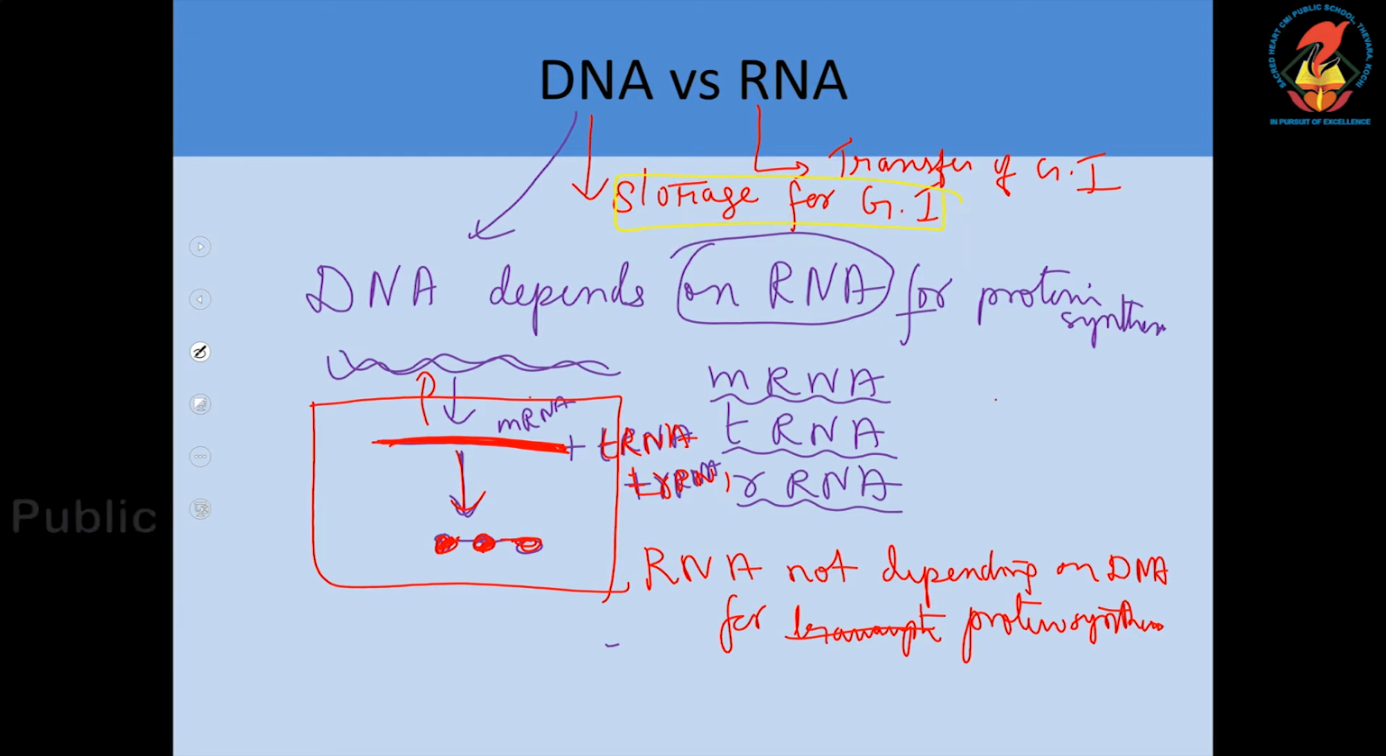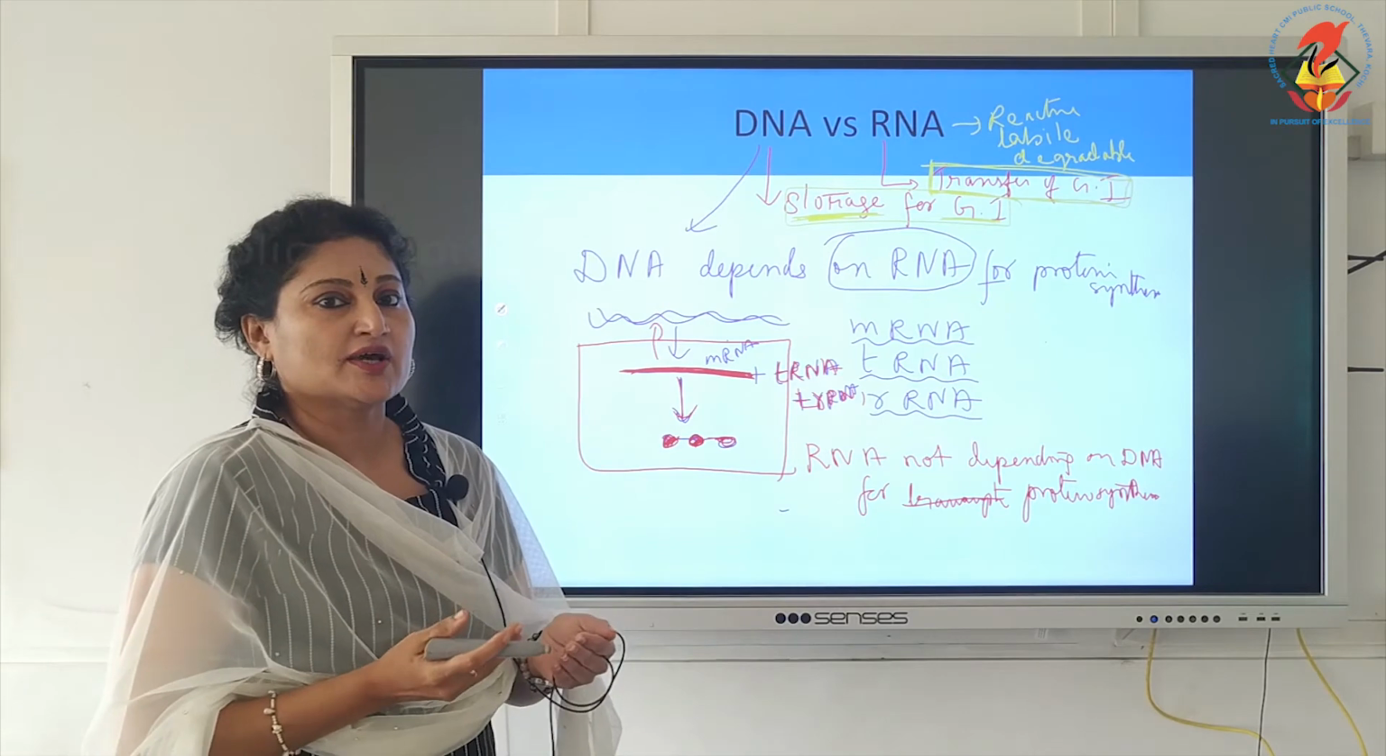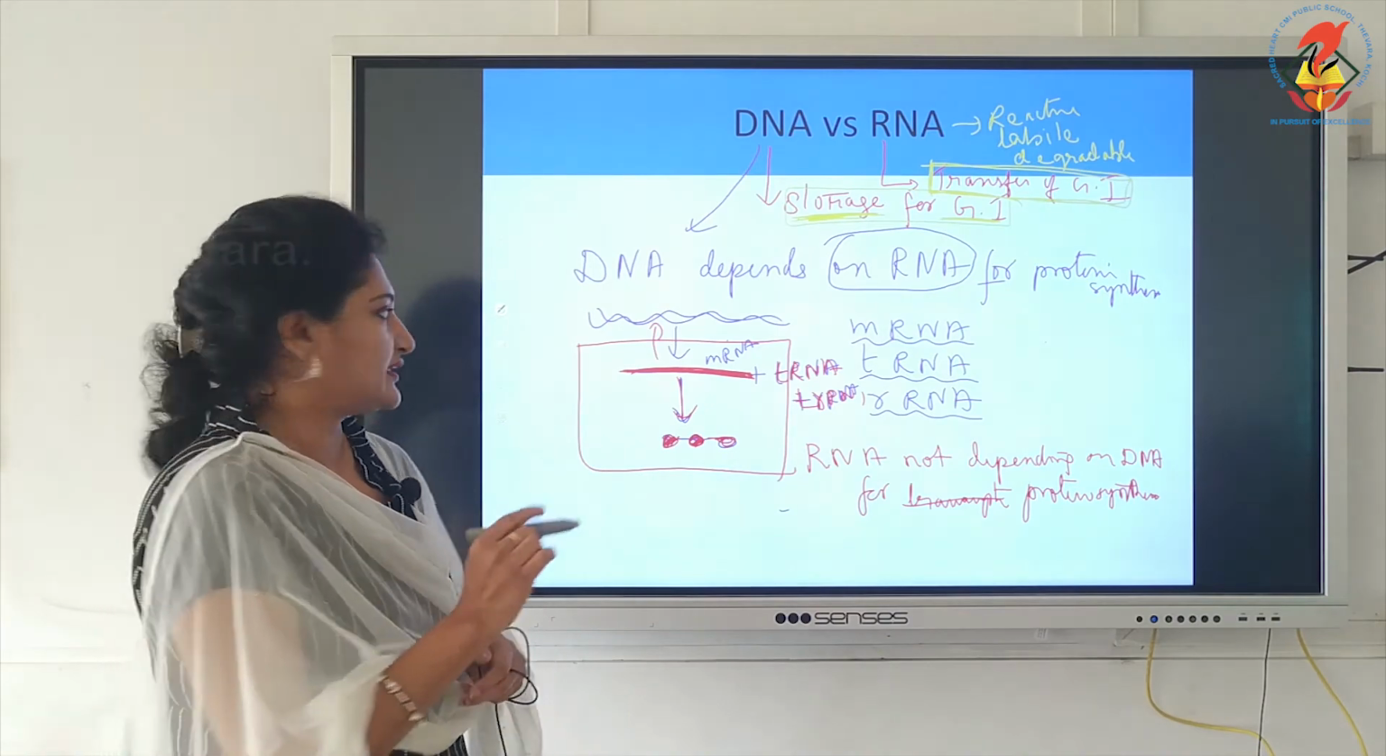Because of the stability we saw in many of the criteria, DNA is more stable. Because of the stability, DNA can serve for storage of genetic information, and RNA, because it is very reactive, labile and easily degradable, can well be suited for transfer of genetic information. So finally we wrap up with the conclusion that both are genetic material, but DNA is better for storage of genetic information, and RNA for transfer of genetic information.